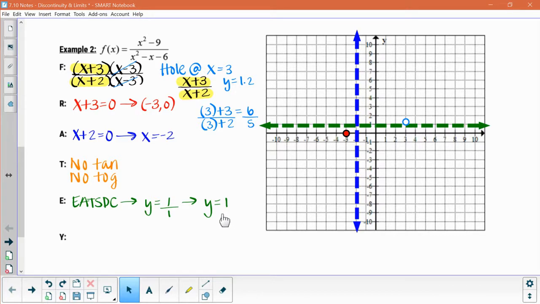For my y-intercept, I'm going to go ahead and plug in 0 everywhere I see an x. So I get 3 over 2. My y-intercept is at 0, 1.5. Now again, the features are not the difficult part. You know how to do this very well. It comes down to where do the curves go.